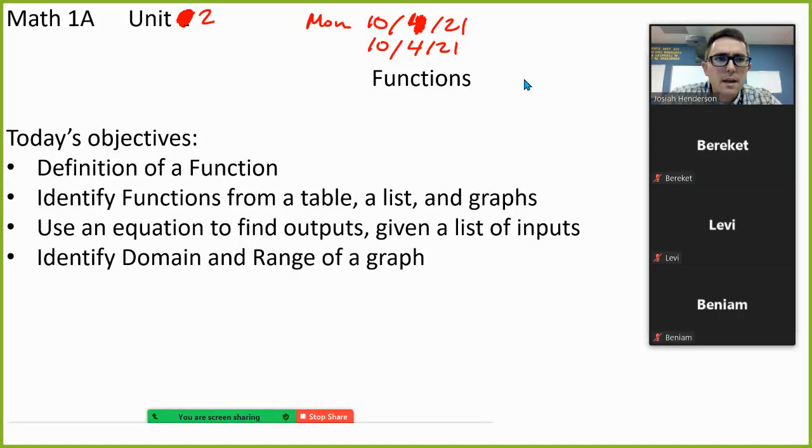So here's our objectives for today. We want to be able to define a function, definition of a function.